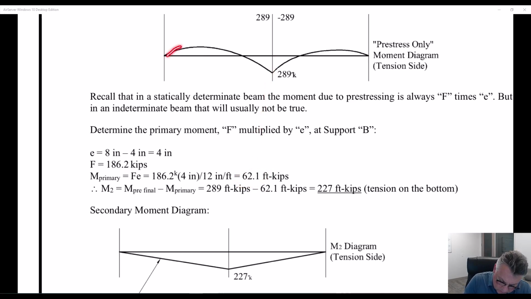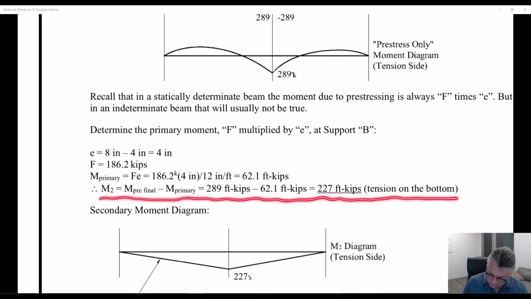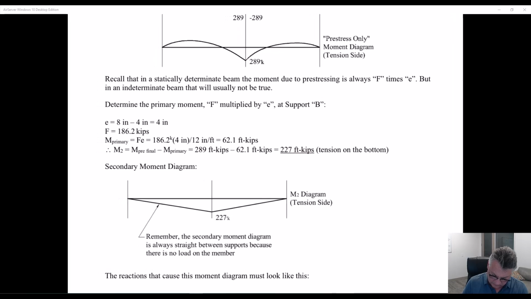So we're taking the difference between that primary pre-stress moment and the final pre-stress moment. So that's the primary, F times E. Secondary is going to be the difference between those two, or 227 foot kips. So the secondary moment diagram, 227, is the moment in between the primary and the final pre-stressing moment diagram.